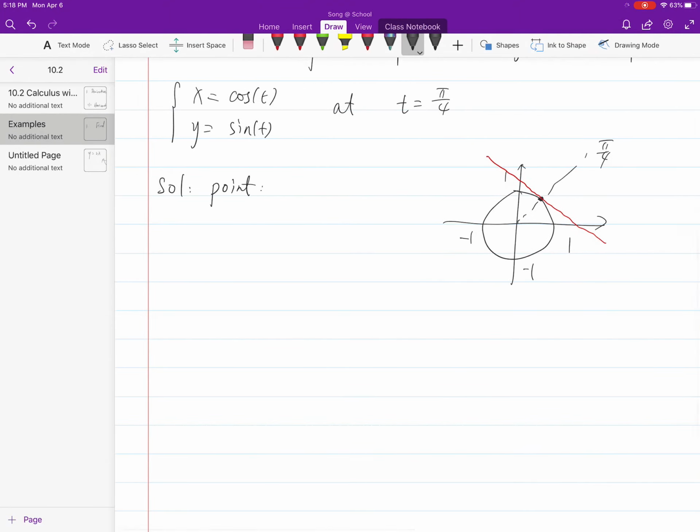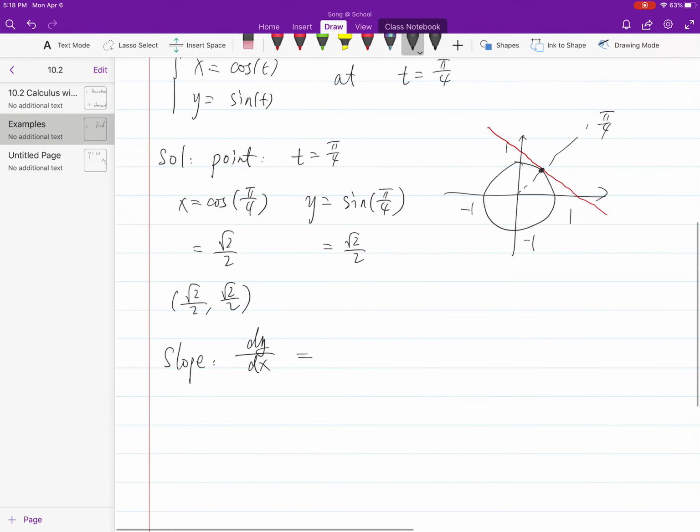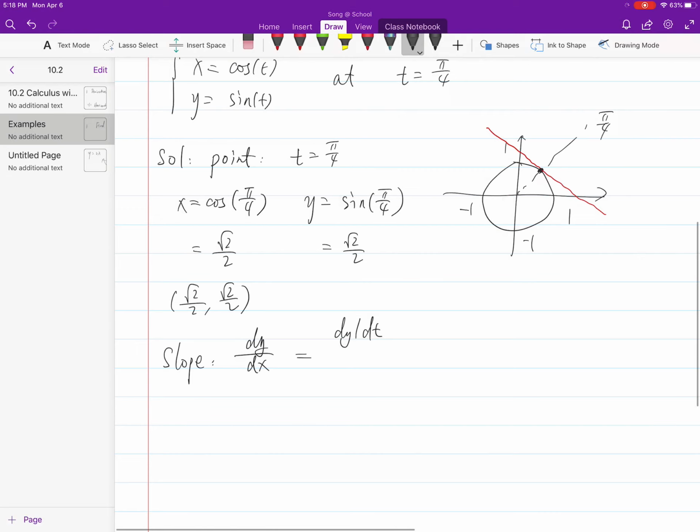All right. Let me make it more careful. So number 1, let's talk about the point. This point happens at t equals pi over 4. And remember, your point is your xy value. Your xy is given by the formula. So x equals cosine pi over 4, and y equals sine pi over 4, given the parametric formula. And they both equal to this. So the point is given by this. From our experience, this definitely works. Okay, that's 45 degrees.